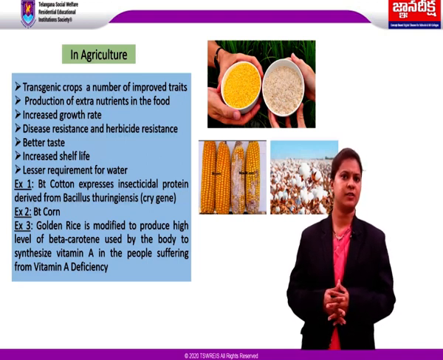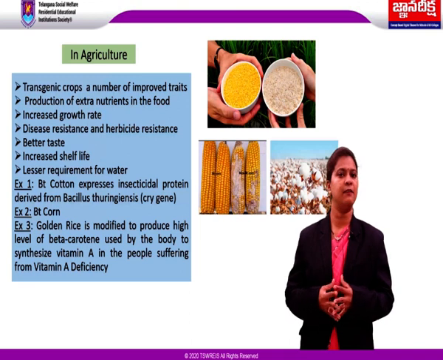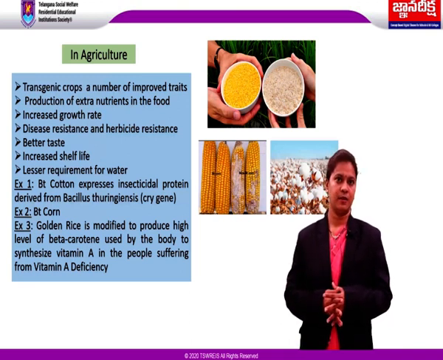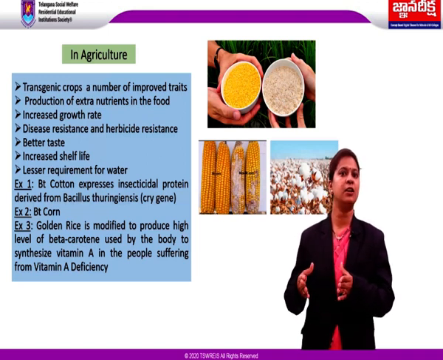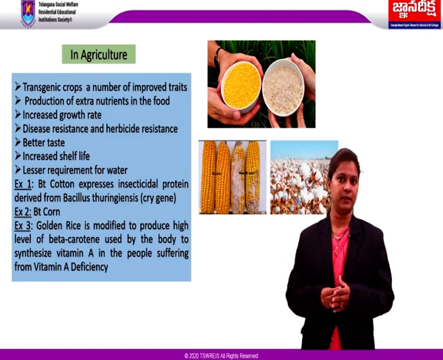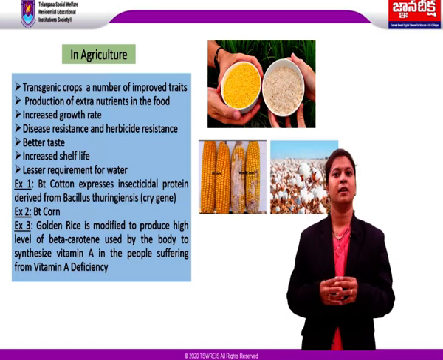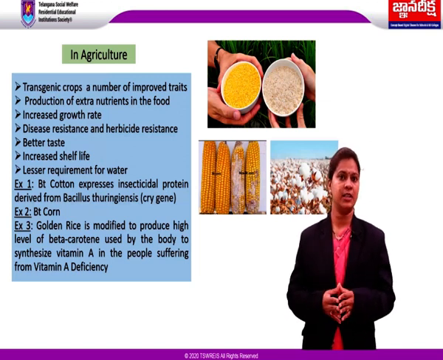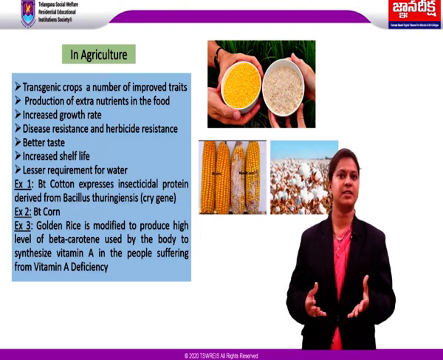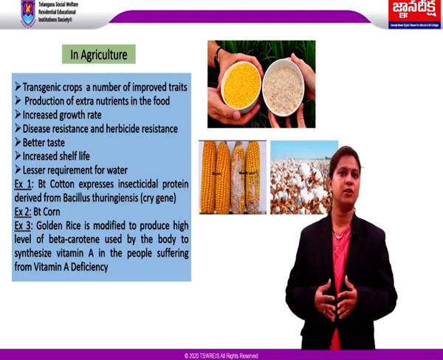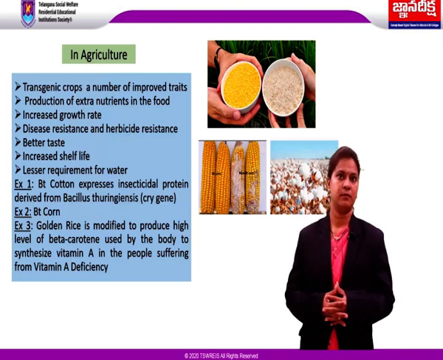Some of the examples of such crops, we have many available in the markets in the form of vegetables and fruits. For instance, we have BT cotton. It expresses insecticidal protein derived from Bacillus thuringiensis. This bacteria has a gene called cry gene, which indicates crystalline gene. Next examples are BT corn, BT brinjal.